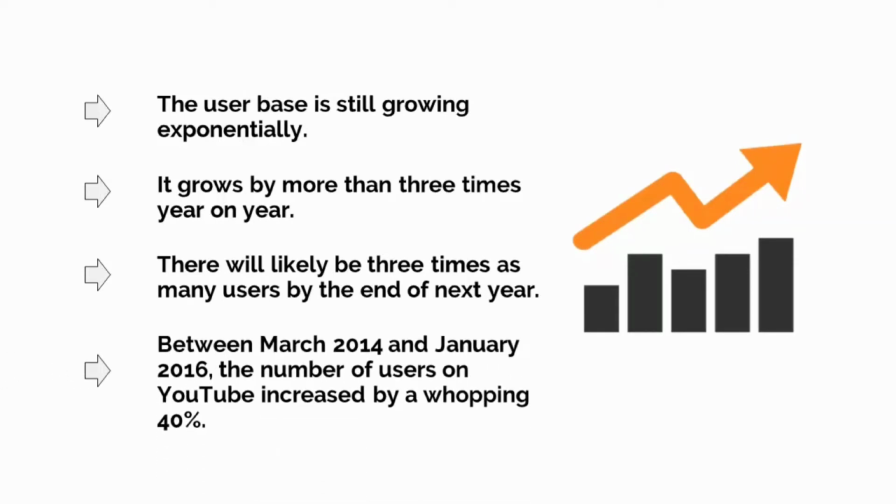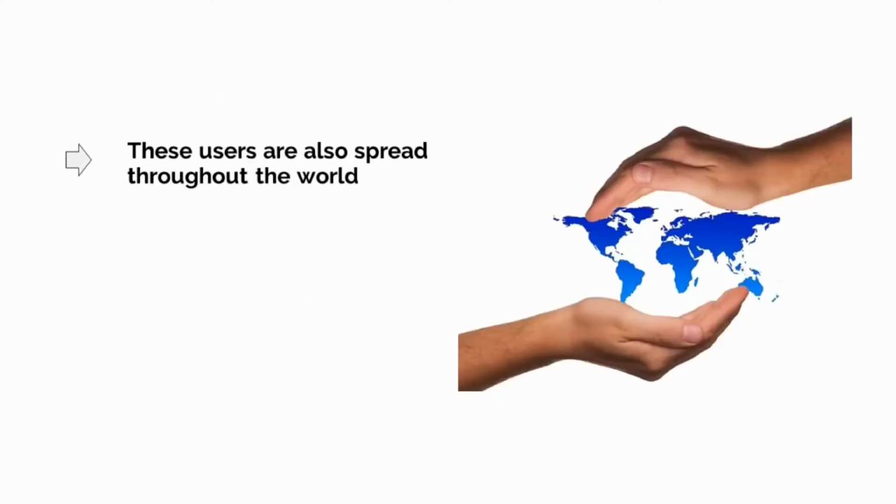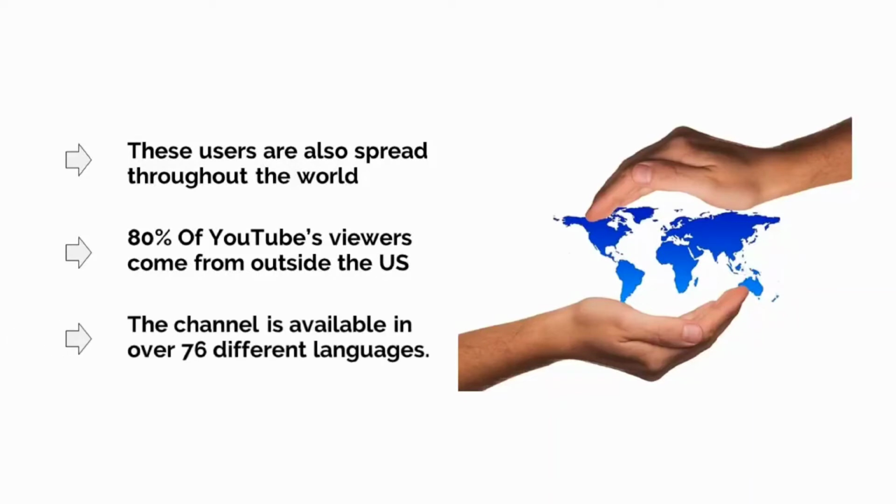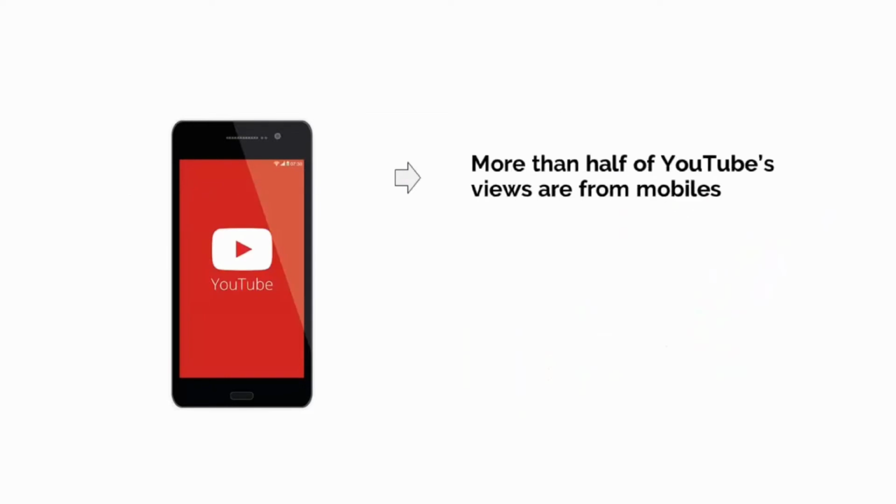Between March 2014 and January 2016, the number of users on YouTube increased by a whopping 40%. These users are also spread throughout the world, which is great if you have an international product. 80% of YouTube viewers come from outside the US. In fact, the channel is available in over 76 different languages. More than half of YouTube's views are from mobile devices, but it's also worth taking into consideration just how popular YouTube is across a range of other devices as well.